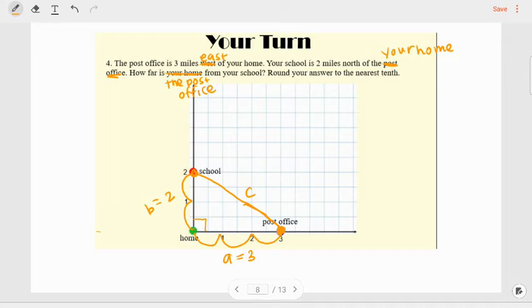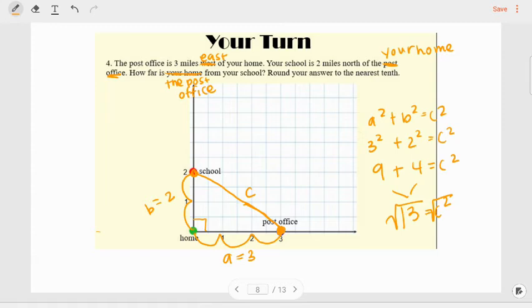So let's go ahead and use our Pythagorean theorem. A squared plus B squared equals C squared is my formula. So A squared is 3 squared plus B squared, which is 2 squared, equals C squared. Let's simplify. 3 times 3 is 9, 2 times 2 is 4, equals C squared. Combining my like terms, 9 plus 4 is 13, equals C squared. And remember to take the square root to finish that off.